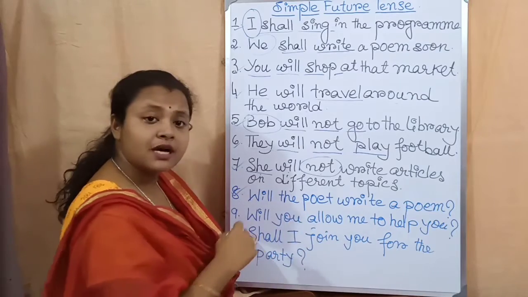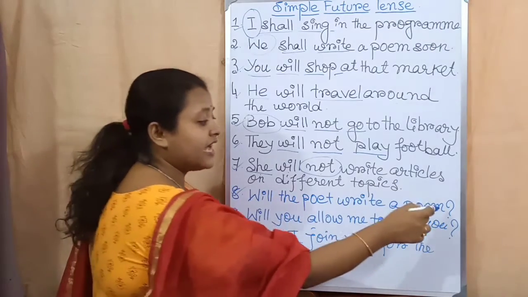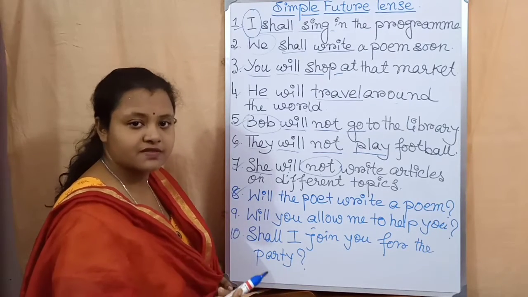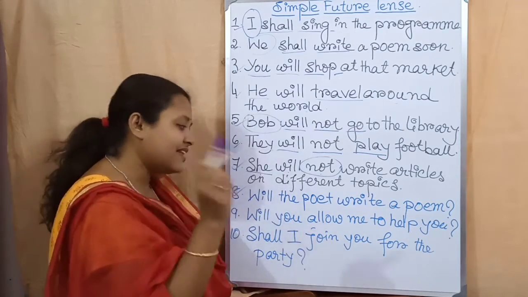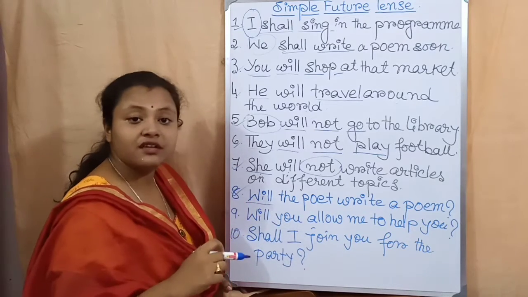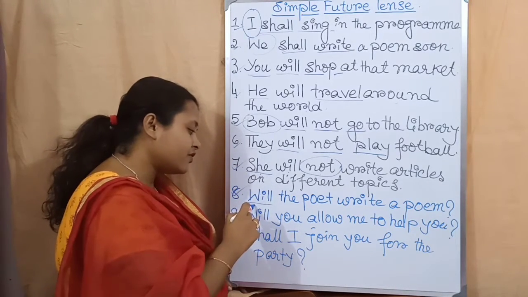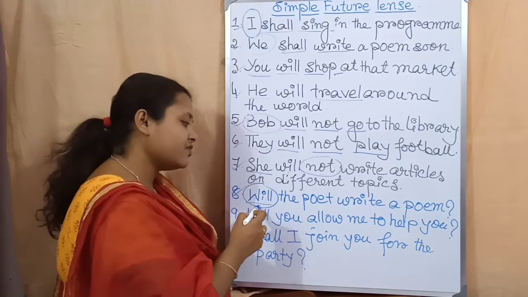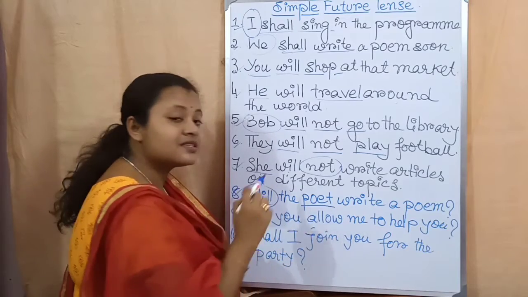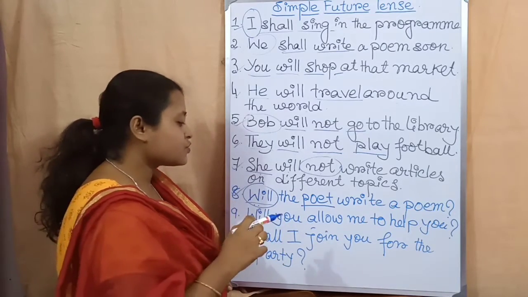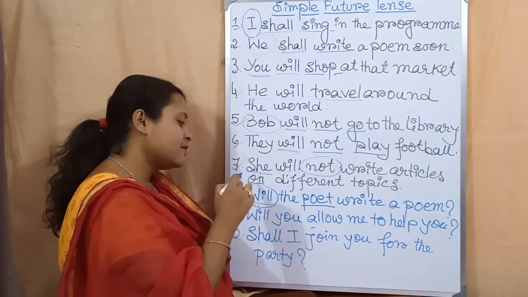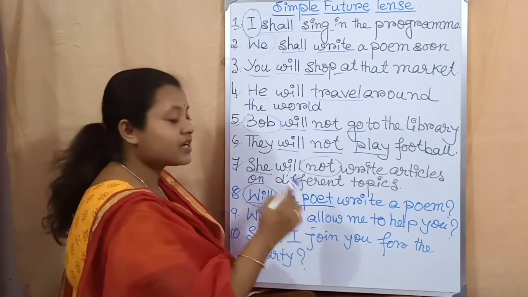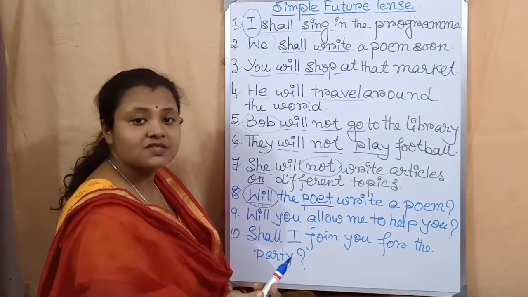Will the poet write a poem? So at the end of the sentence the question mark is there. This is an example of interrogative sentence because the question mark is there and the sentence starts with the auxiliary verb. What is the auxiliary verb over here? Will, because we are talking about future tense. So that is why will. The poet is the subject. Remember students, I have already mentioned to you that after the auxiliary verb, after the to be verb, we have to write the subject in interrogative sentences.